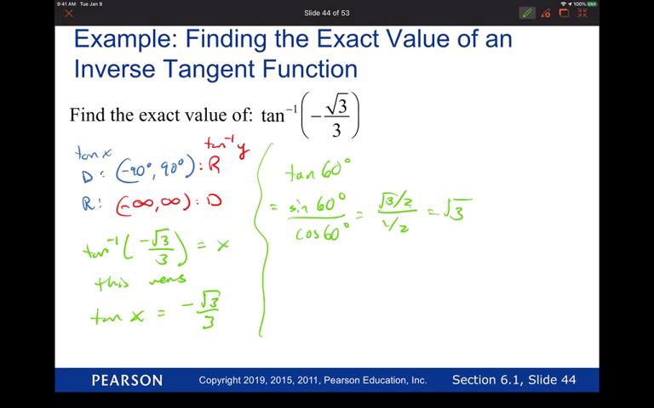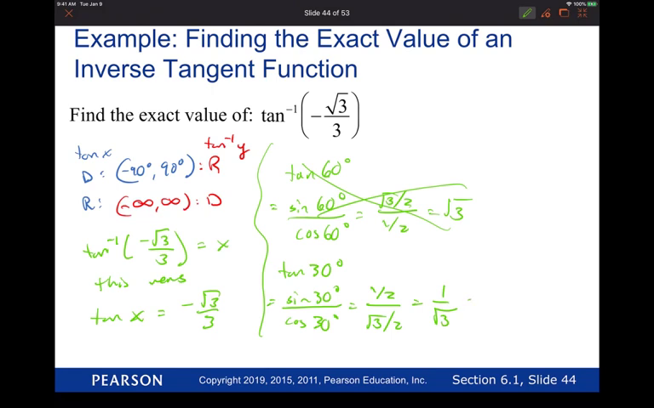We kind of did a low-key guess and check, but it's not really guess and check. Tan of 30, let's just do that one really quickly. This is going to be sine of 30 over cosine of 30. Sine of 30 is our y, so that's a half over root 3 over 2. This becomes 1 over root 3, and that's ultimately the square root of 3 over 3. So now we know the reference angle.